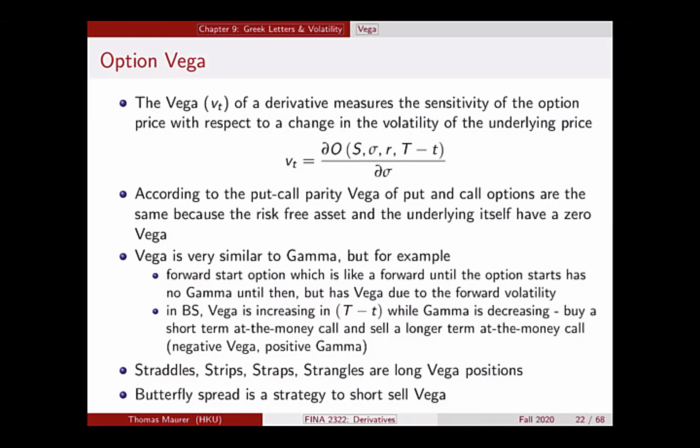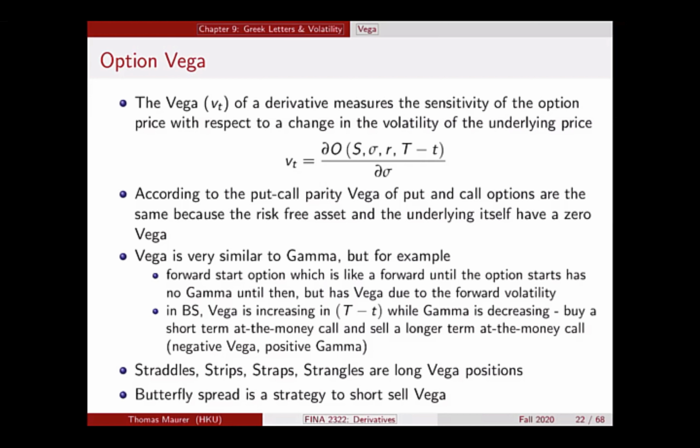If you think about Vega, it captures by how much the price of that option changes as your risk changes. And you might be tempted to say, well, this is basically the same as gamma. It captures this non-linearity, but it's not quite true. So gamma and Vega are conceptually a little bit different. And just to illustrate how Vega is different from gamma, I have two examples here.